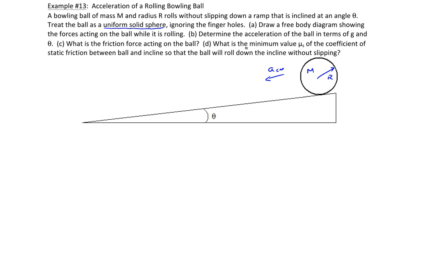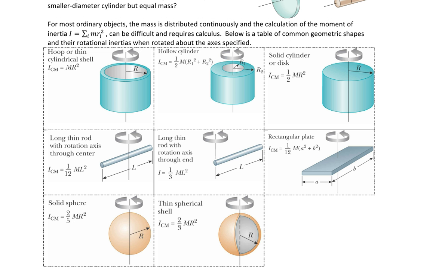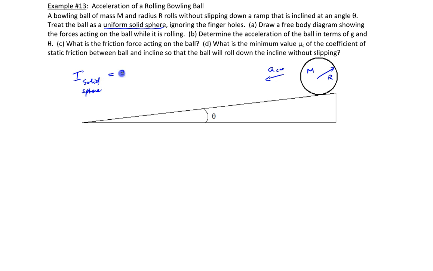Okay, since we have a uniform solid sphere, we need to be using the rotational inertia for a solid sphere. And so we need to look that up. You can see from our table earlier in the notes that a solid sphere is over here in the bottom left. We're going to be using this rotational inertia for the solid sphere. So I is equal to 2/5 mr squared.